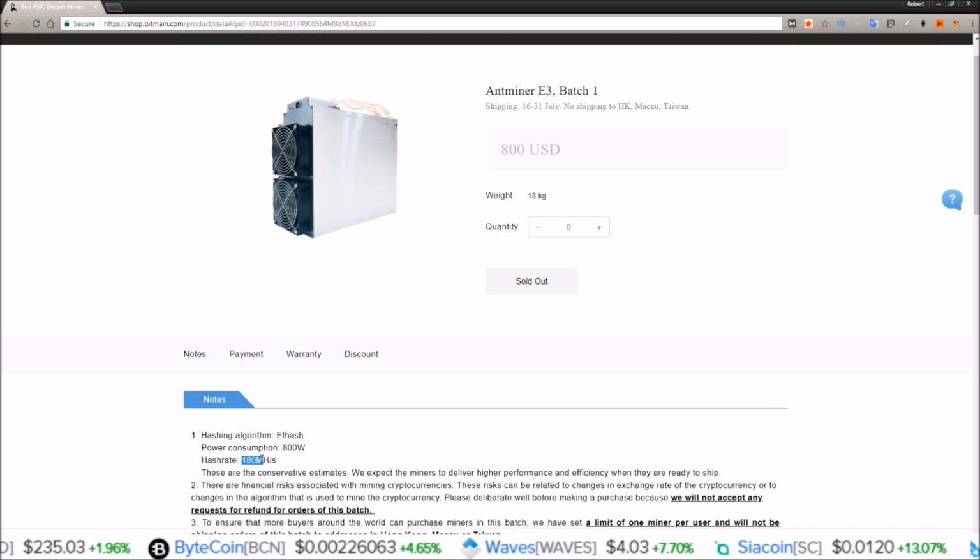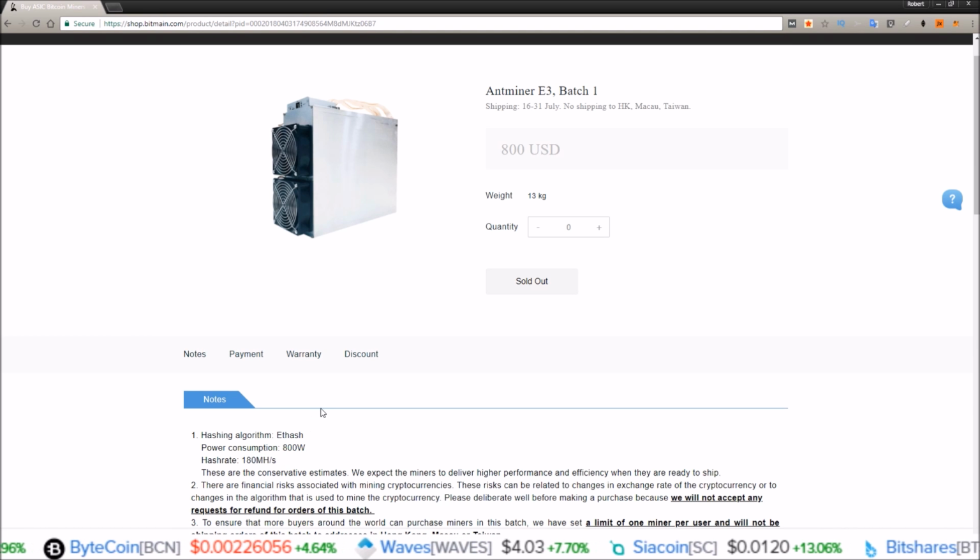But with this being only 180 megahash a second, GPU mining will still be viable. One of these machines is the same as a 6-card 580 rig, or even less of a 1080 Ti rig or something like that. So this is it, man.